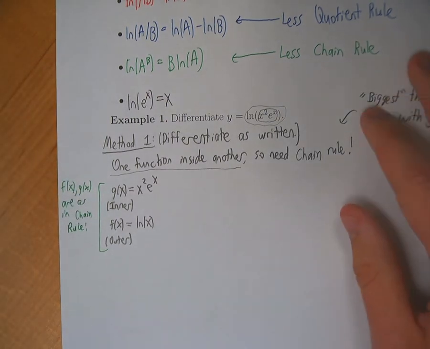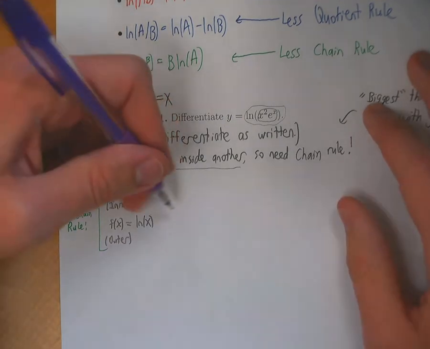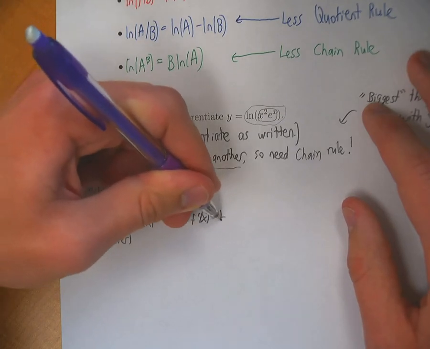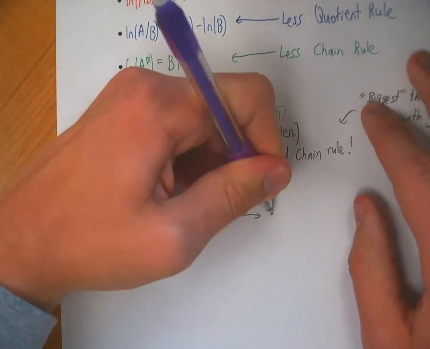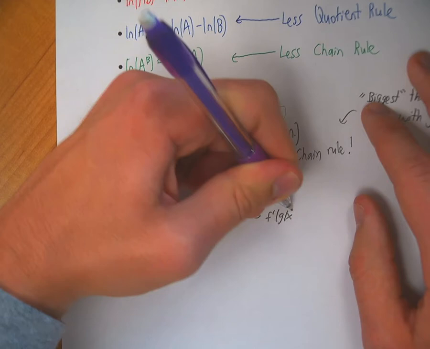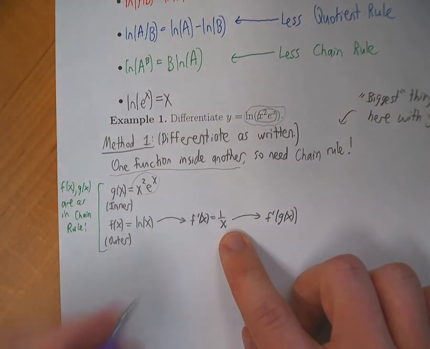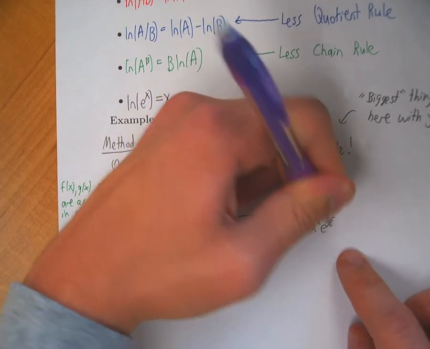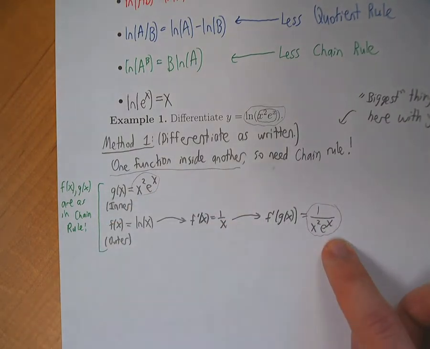So the nice thing is that, as we just established, we already have what f prime of x is. So f prime of x is just 1 over x. And so that gives us f prime of g of x, because all we have to do is replace x here with whatever g of x is. So in this case, that's just 1 over x squared times e to the x. So that's the first part of the chain rule we'll need here.